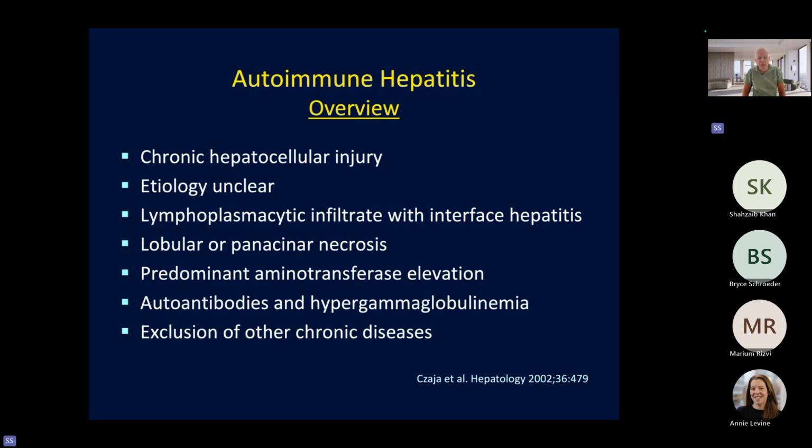All of these patients have a predominant elevation in their aminotransferase levels. The type of autoimmune hepatitis is characterized by the presence of specific autoantibodies as well as hypergammaglobulinemia of varying degrees, which is again seen in virtually all patients. And at the end of the day, it often is a diagnosis of exclusion, although we tend to come to that diagnosis much more rapidly when we know what we're looking for and how to look for it.